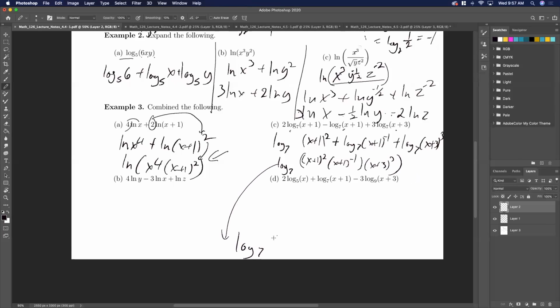Log base 7 of x plus 1 times x plus 3 cubed. Because here, if I add up these, I can get this to be just a 1. Or if I was paying attention, which you may not be, right? But if I was paying attention, this is 2 times log of x plus 1 minus log base 7 of x plus 1. So I can just do that. I could literally just do the arithmetic here and save myself time.